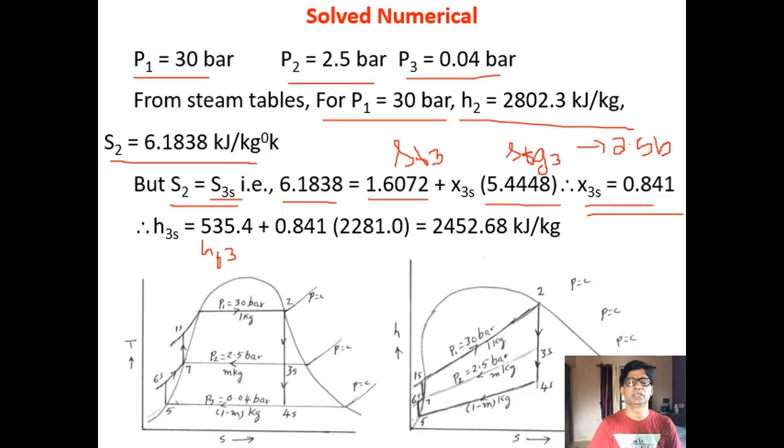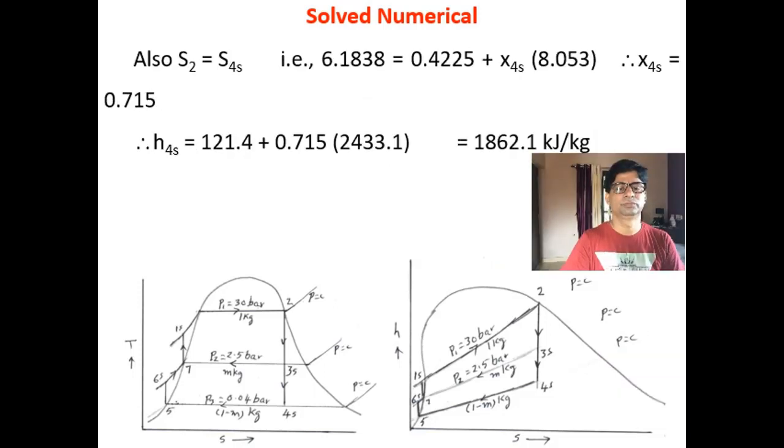So I hope by this time you will be very much familiar with this. So here also HF3 plus X3s, that is 0.841, and this is HFG3. So here HF3 and HFG3 once again have to be taken from the table at 2.5 bar. Very, very important point to be noted. And after substitution and simplification, you will get the H3s value as 2452.68 kilojoules per kg.